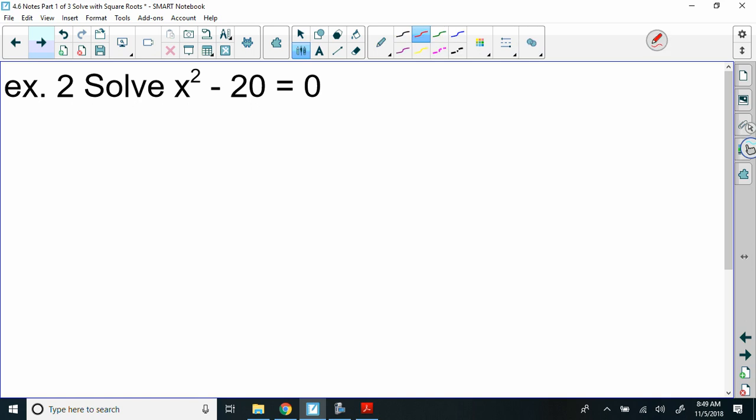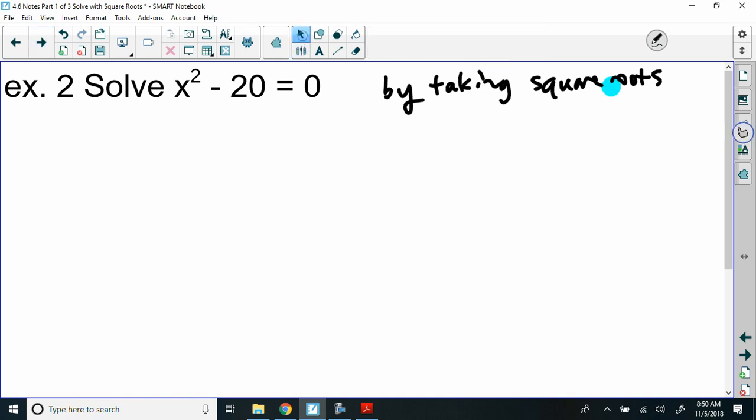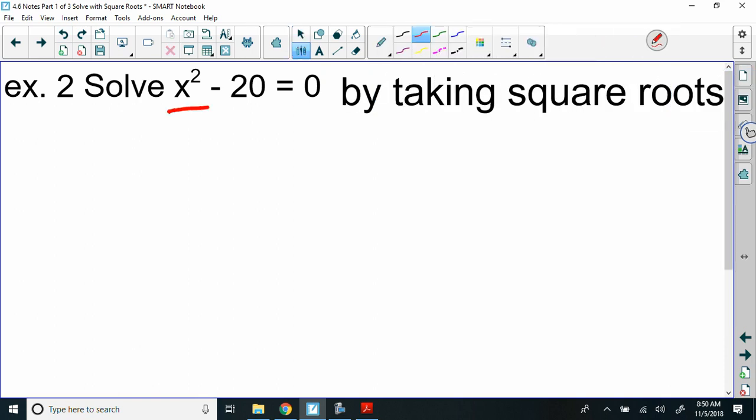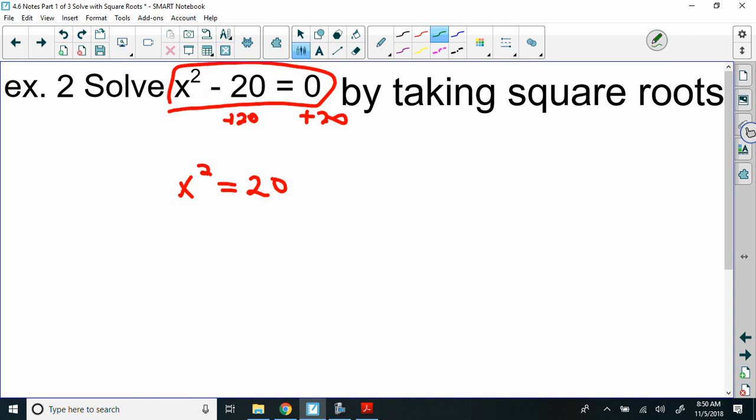Example 2, we're going to solve x squared minus 20 equals 0, by taking square roots. So when we solve this by taking square roots, in the past we liked to have it equal to 0, but when we solve by taking square roots, we don't want to have it equal to 0. So we're going to have to add 20 to both sides. So we get x squared is equal to 20. So what should we do next?